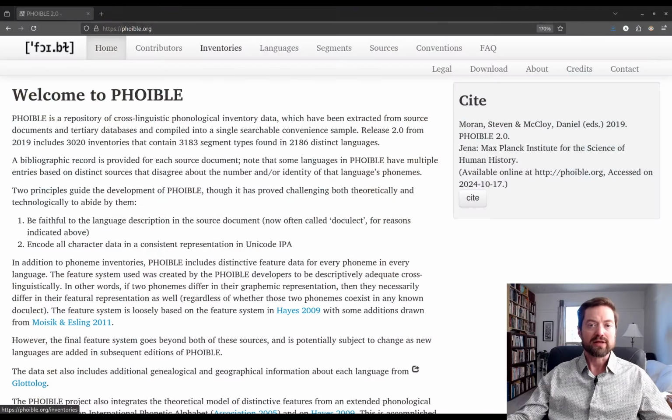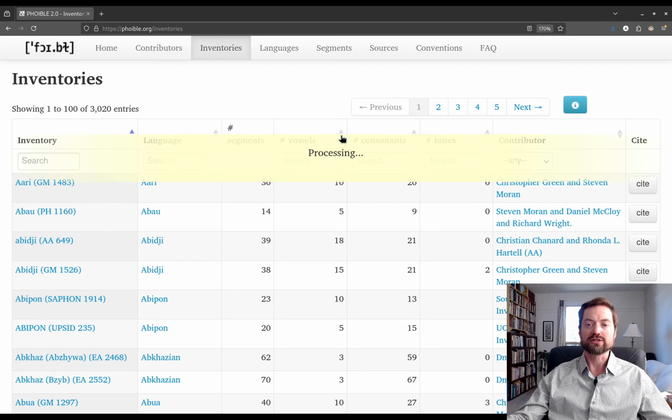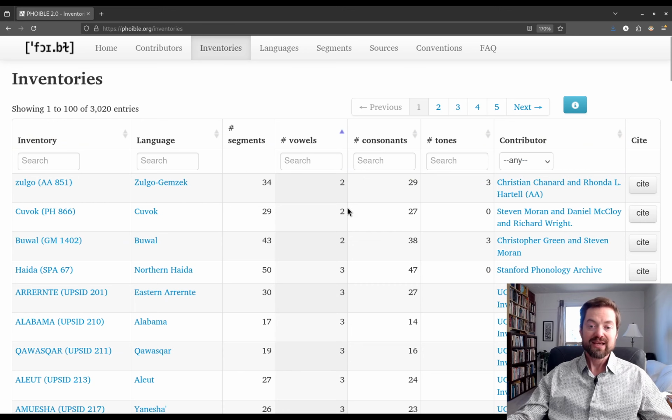So here we go. Let's take a look back at PHOIBLE here, our database of phoneme inventories. We have 3,000 different documents, but it is more like 2,000 languages because some are repeated. And now we can sort. It doesn't let us sort by number of segments for some reason, but instead we can search by, well, let's take a look at vowels first. It brings up, surprisingly, a couple of languages. There are 3 languages here that have only 2 vowels.